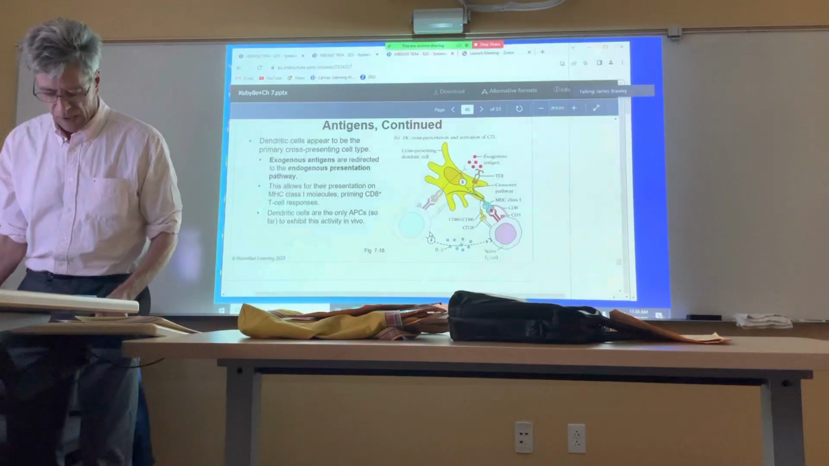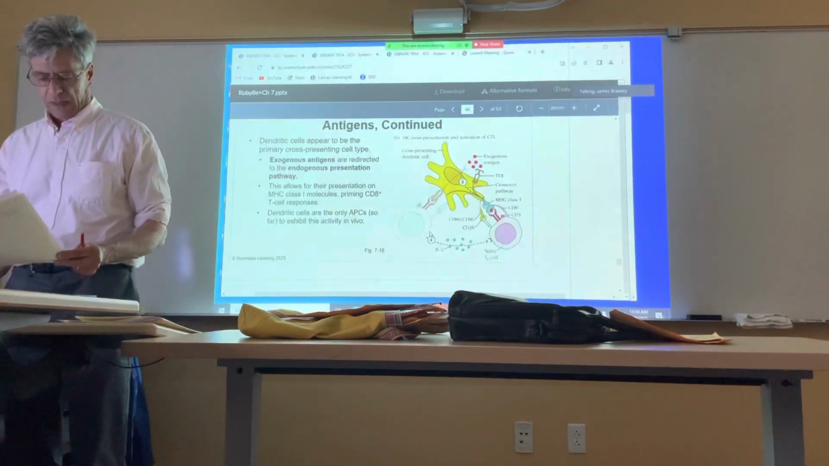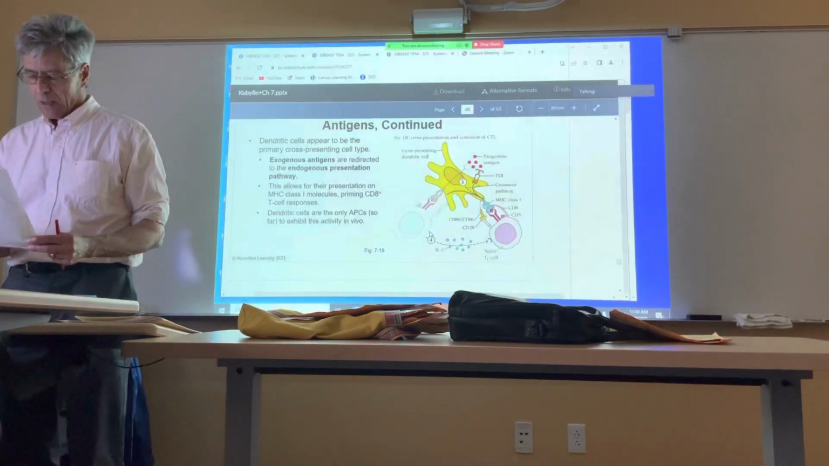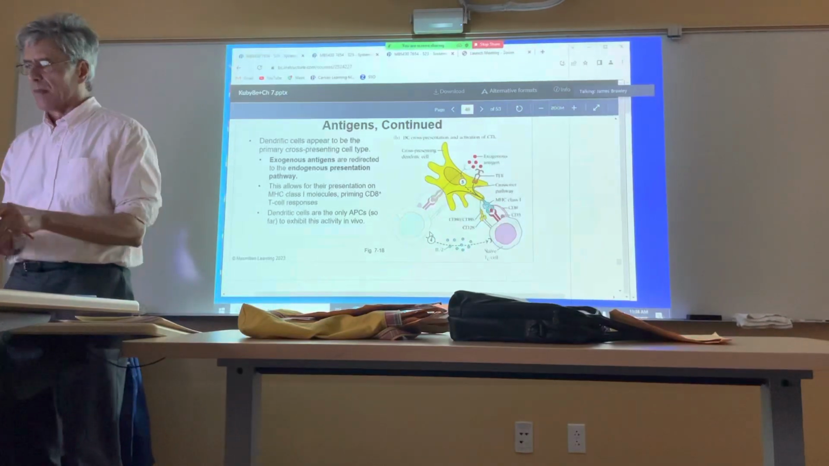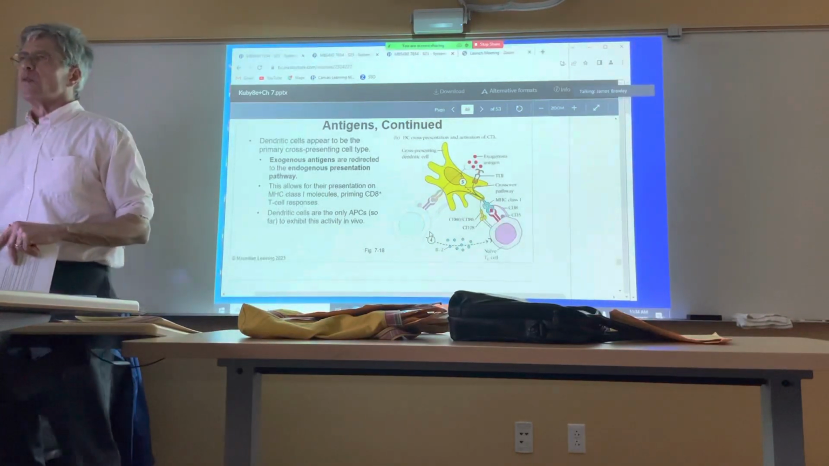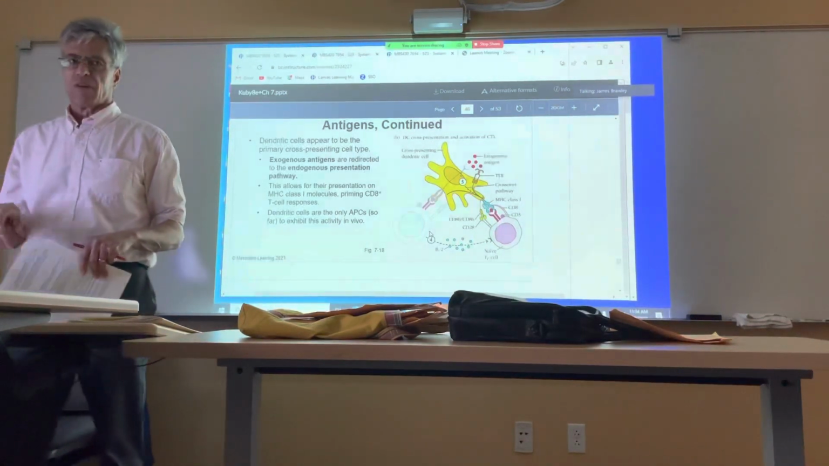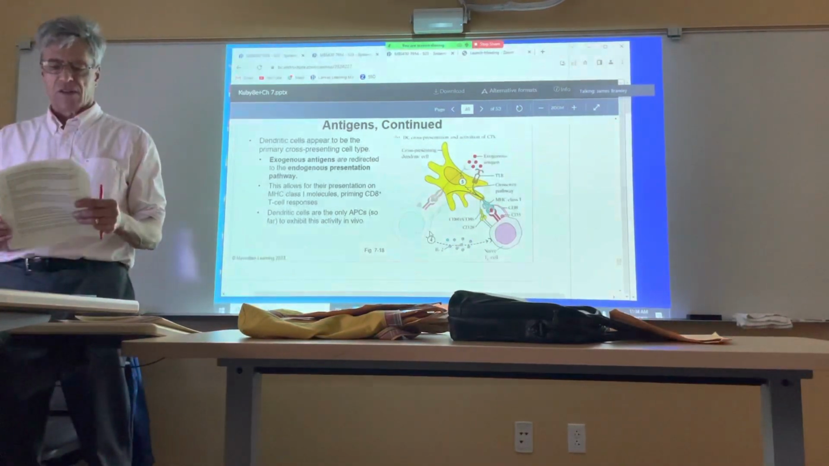So cross-presentation and cross-priming. Okay. So what should be going to the endogenous pathway, going to the exogenous, or vice versa.